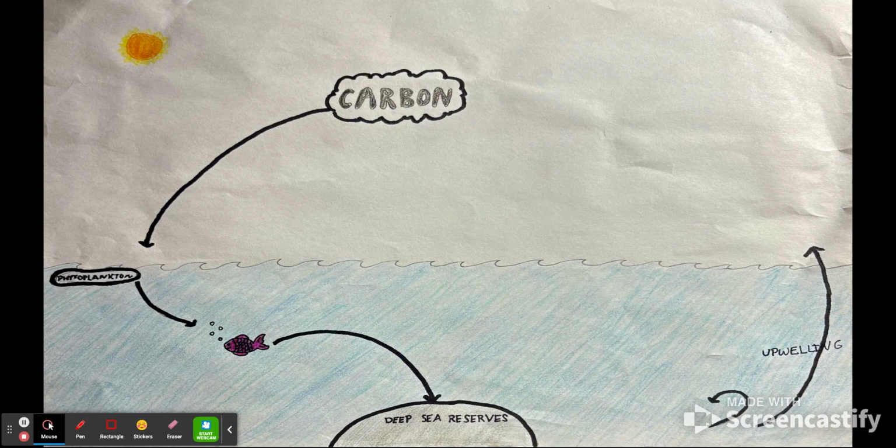Cold water contains large amounts of carbon and typically sinks to the bottom of the oceans. However, that cold water is brought back to the surface through upwelling, where it is warmed and some of the carbon is released back into the atmosphere.